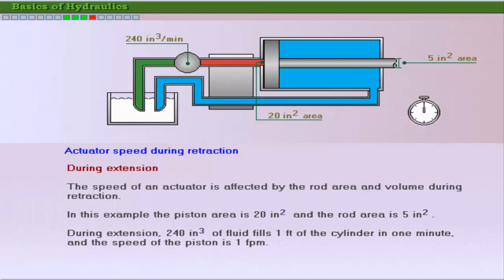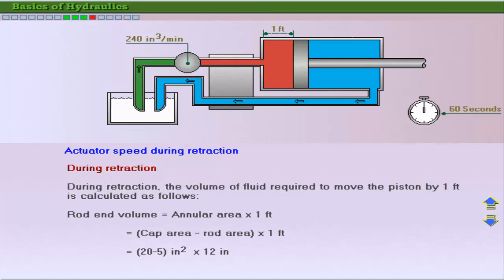The rod area and the rod end volume affect the speed of a cylinder piston during retraction. In this example, the piston area is 20 square inches, and the rod area is 5 square inches. When the piston extends, it covers a distance of 1 foot in 1 minute as 240 cubic inches of fluid fills the cylinder in 1 minute. The speed of the piston in this case is 1 foot per minute.